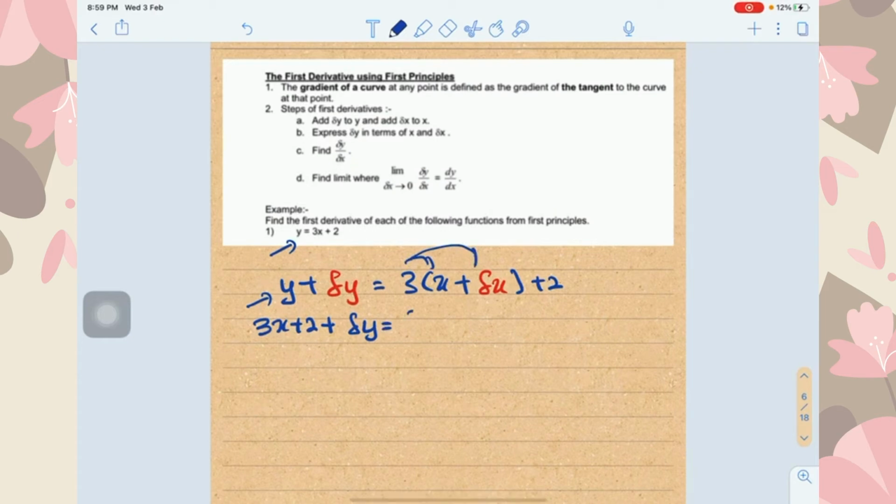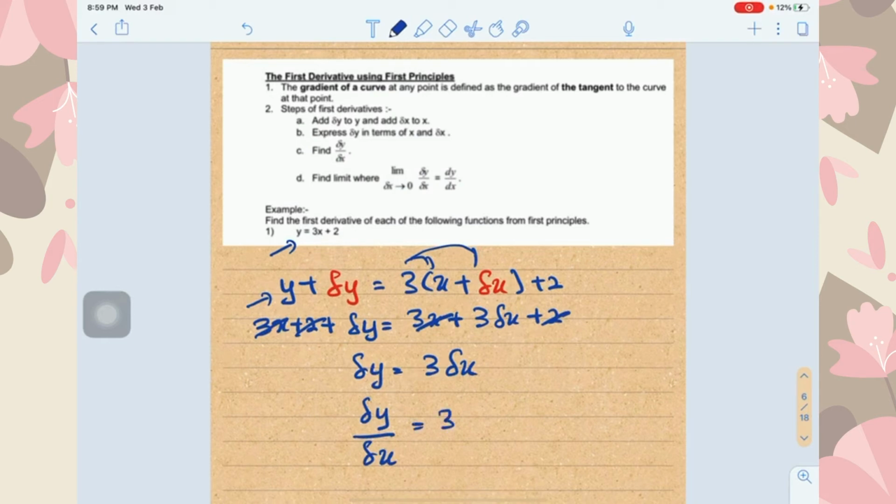3x plus 3 delta x plus 2. So we can cancel off. We get delta y equals 3 delta x. So we need to find delta y over delta x. So you divide both sides by delta x. So we get delta y over delta x equals 3.